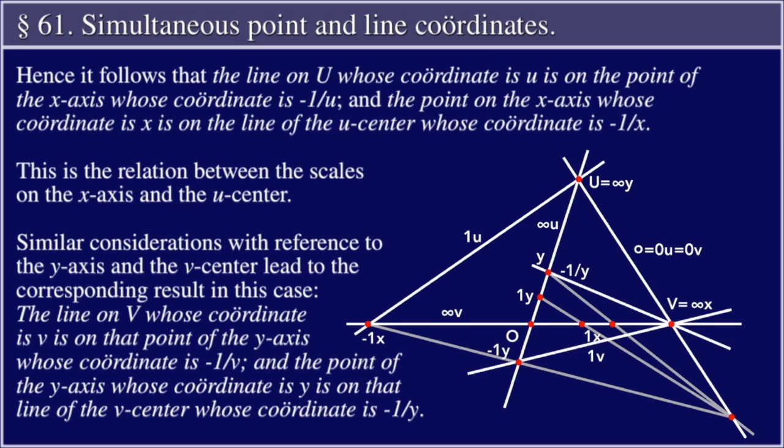The line on V, whose coordinate is v, is on that point of the y-axis whose coordinate is -1 divided by v, and the point of the y-axis whose coordinate is y is on the line of the V center whose coordinate is -1 divided by y.